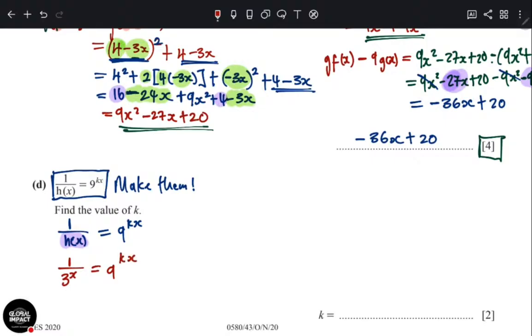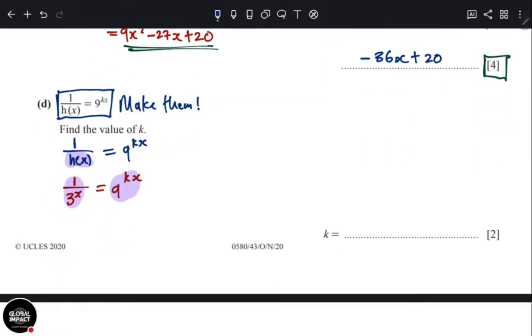Is equal to 9 to the kx. Now, this part that comes from here is indices. I don't have a problem if you don't understand this; you don't need to know this. I'll teach you indices, but I can teach you right now. Let me teach you right now.